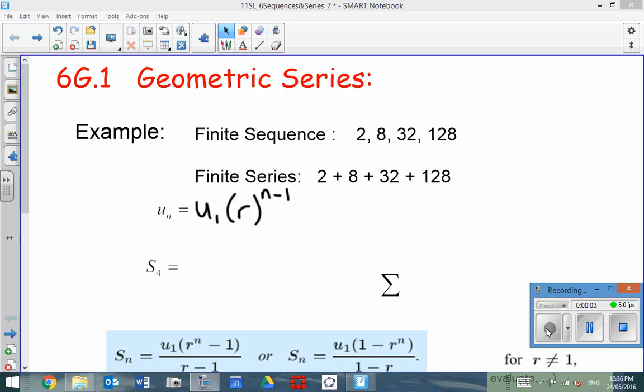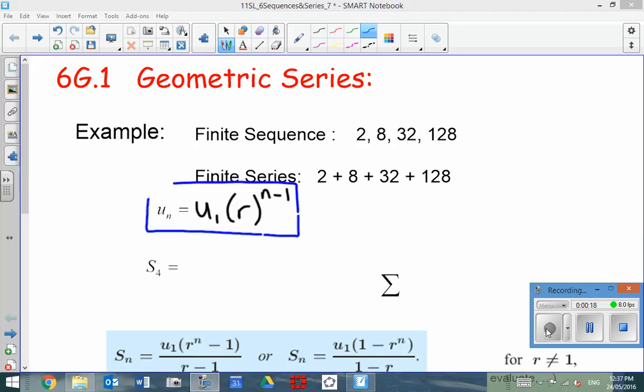Hello, IB. We're going to go ahead and do 6G1, which is geometric series. So in your last few lessons, you were looking at geometric sequences, and you were introduced to the formula for a geometric sequence, where u sub n equals u sub 1 multiplied by a common ratio raised to the n minus 1 power.